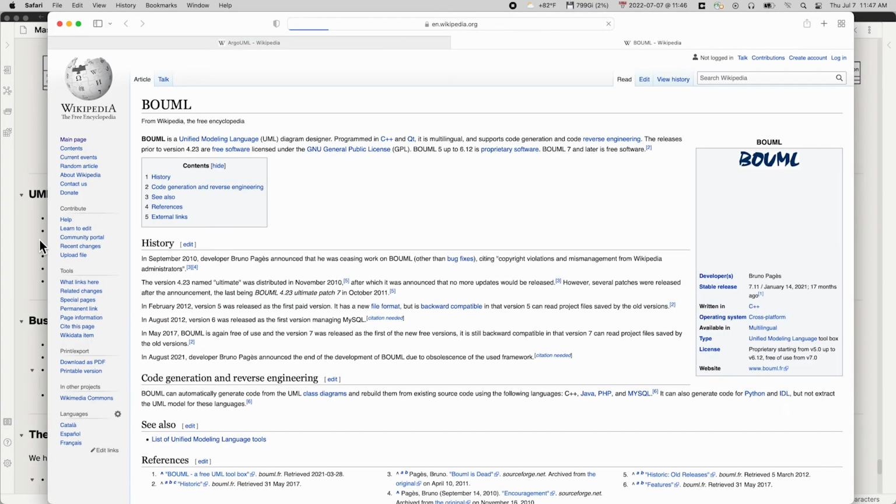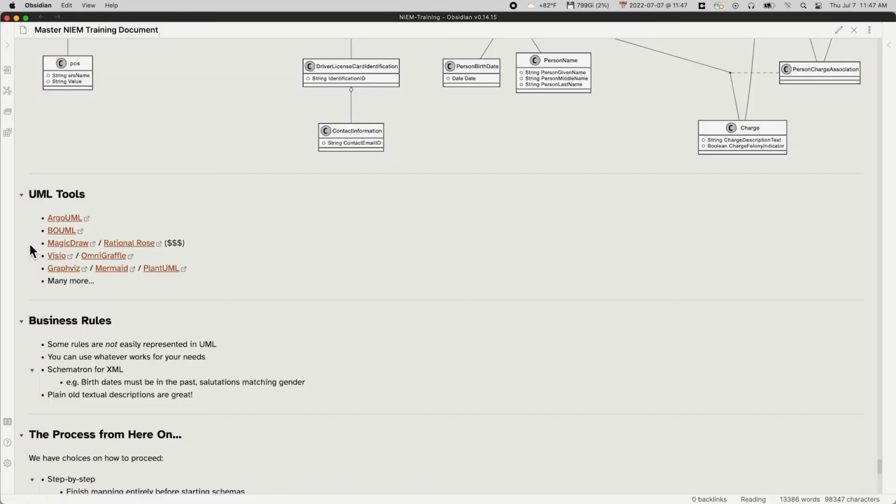It's a nice program. Similar is something called BOUML, which I believe stands for Business Object UML. This is another free and open source UML editor. This one's a little more industrial strength. I haven't used it, but I know it's out there. I know developers who swear by it, so that is another option.